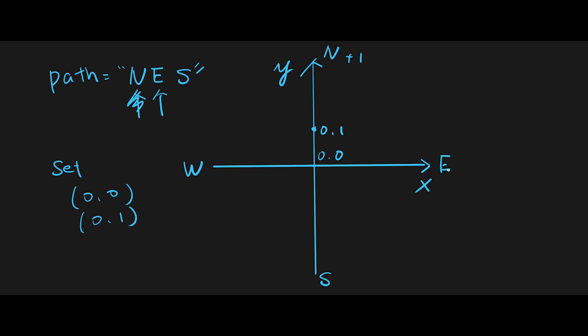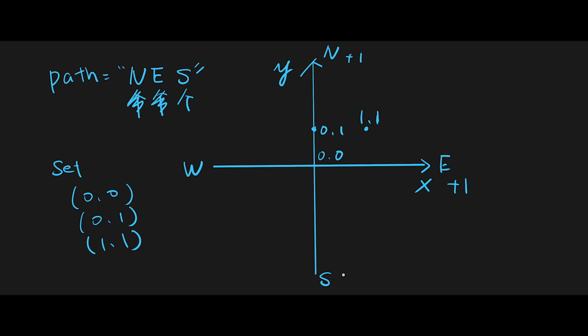East should be +1 for the x coordinate, right? So in this case, add +1 to the x coordinate. I think we are around here, at 1, 1. And then again, check 1, 1 in the set, but there is no 1, 1, right? So just add 1, 1. And then move to the next one, and we find the south direction.